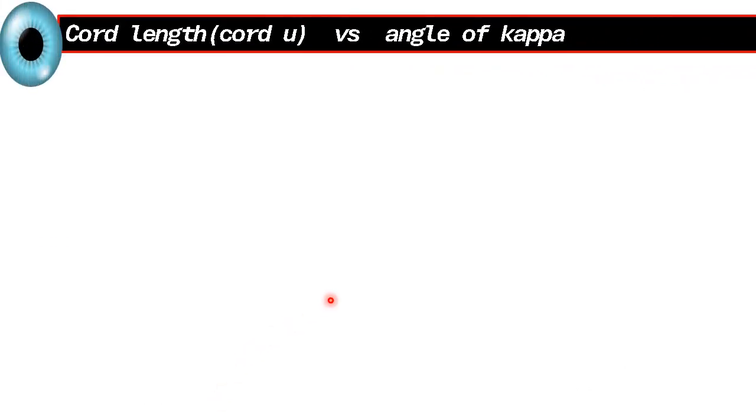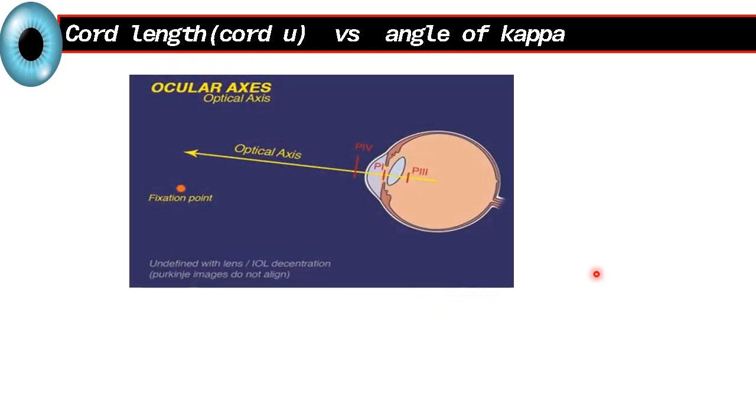For further understanding the meaning of the chord length or the chord mu and its relation with the angle of kappa, I will go through some principles about the different axes we have. As you know, we have the optical axis, which is the line that passes through the four Purkinje images of the eye. This is the optical axis, an imaginary line that divides the eye into two equal halves. So it passes through the four Purkinje images. This is used as a reference axis.